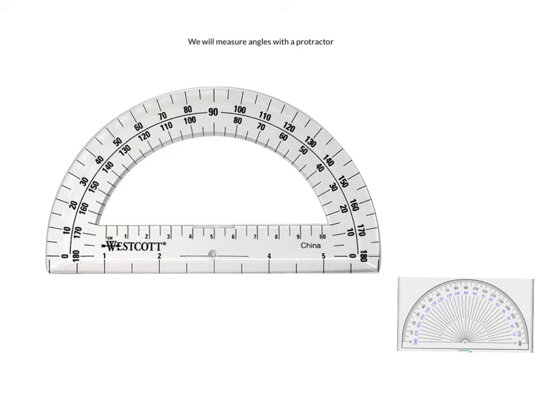So if we had an angle that went up like this. Now this angle is facing the other way. So we're starting, this line is on 0 here. Then we count this way, 10, 20, 30, 40, and we go up. So in this case, this angle is 110 degrees.